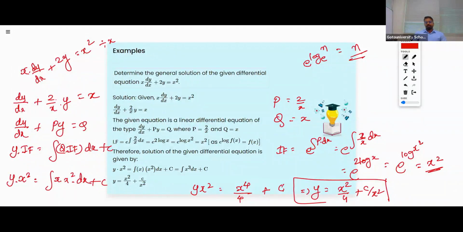I hope this part is clear. Let us take some examples quickly. Shall we?